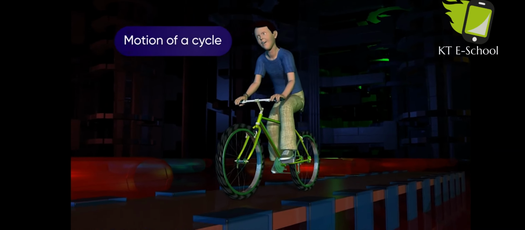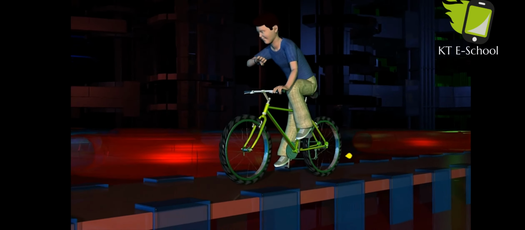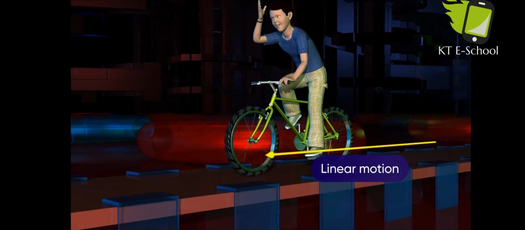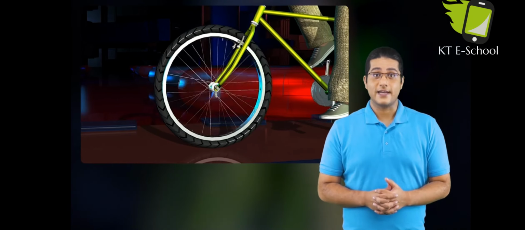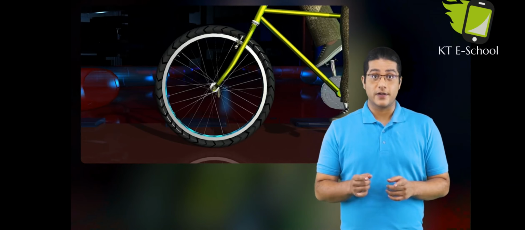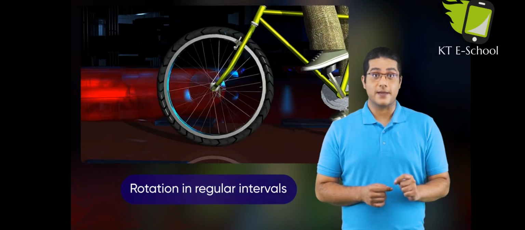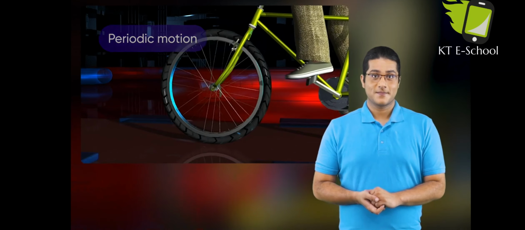When Mike was asked to describe the motion of a cycle running straight on the road, he said that it was a linear motion. Peter said something different. He said that since the wheel of the cycle completed its rotation after regular intervals of time, it should be a periodic motion. The motion of a swing is called an oscillatory motion as well as a periodic motion.